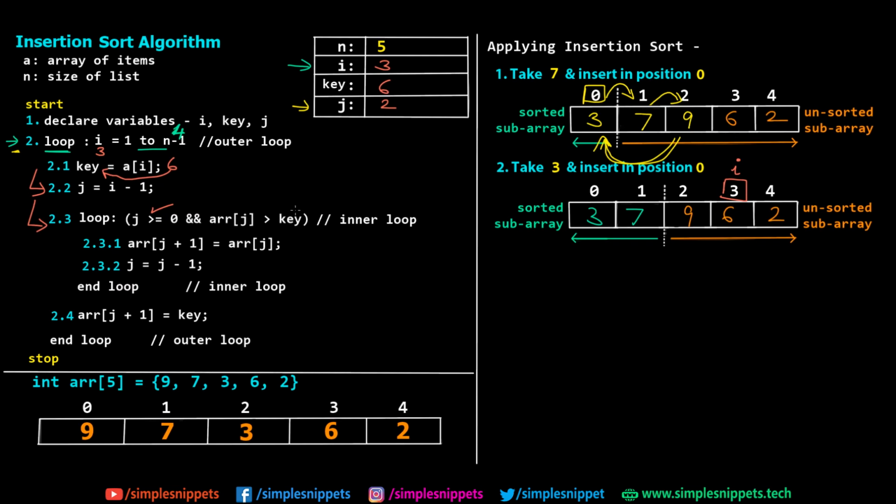ARR of j should be greater than the key. What is ARR of j? Now j is 2. So ARR of 2, if you observe, is 9. Is 9 greater than the key? What is the key value? 6. Yes. So we go inside.